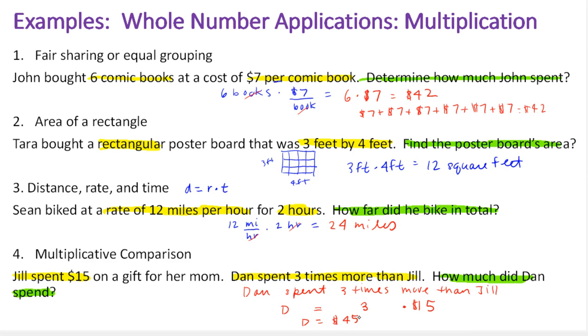And notice in multiplicative comparisons, there's only one unit, so they both spent dollars, and the 3 is just how many copies of 15. So another way to visualize this is 3 copies of 15. So Jill spent 15, Dan spent 3 copies of 15. Well, that's 3 times $15.